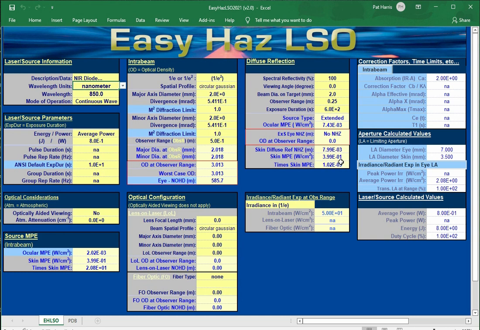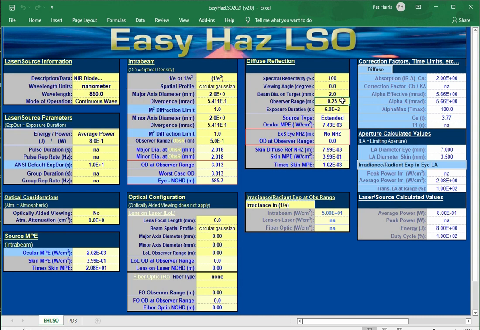We can look at the skin NHC and then time skin MPE, and we can tell that for a diffuse reflection, this is not a skin hazard. Let's go ahead and take a look at the correction factors. Let's look at the angle subtended. That gets us why this is an extended source, and we can see that the angle subtended is 5.66. If you start backing the observer out, of course the angle is determined between the observer and the beam on target. So if I back the observer out, we would expect to see this angle subtended decrease.